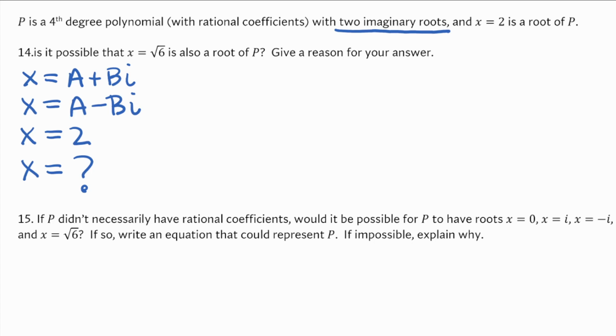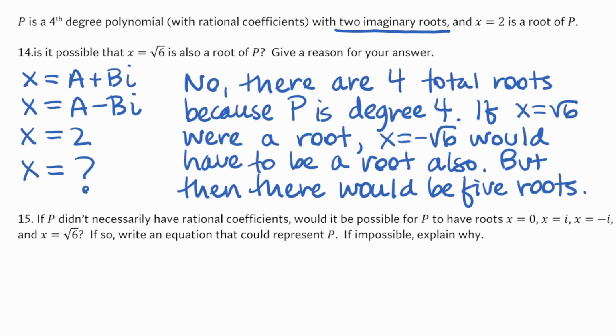So I think I'm just going to write in my explanation. This is kind of getting on the way to something like proof by contradiction. So I'm going to say no because we know from the fundamental theorem of algebra that there are 4 total roots based on the degree. And if we did have x equals square root 6 as a root, then we'd also have x equals negative square root of 6 because of the rational coefficients thing. But then there would be 5 roots, and that would be kind of breaking the rule that I know is true. So I'm going to say no.